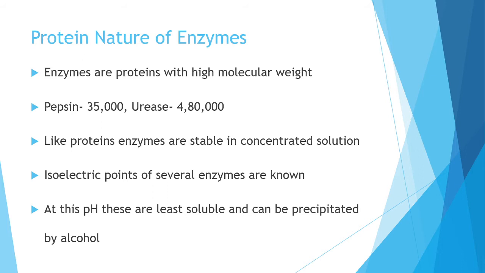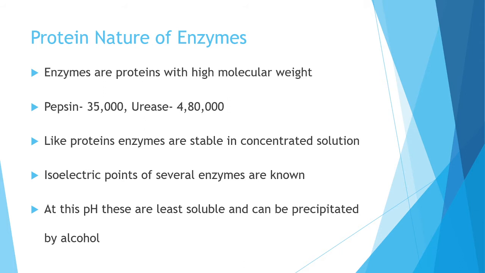And also isoelectric points of several enzymes are known. Isoelectric point is a pH at which these enzymes have no net charge. That is the isoelectric point. At this pH, these enzymes are least soluble and can be precipitated by alcohol.